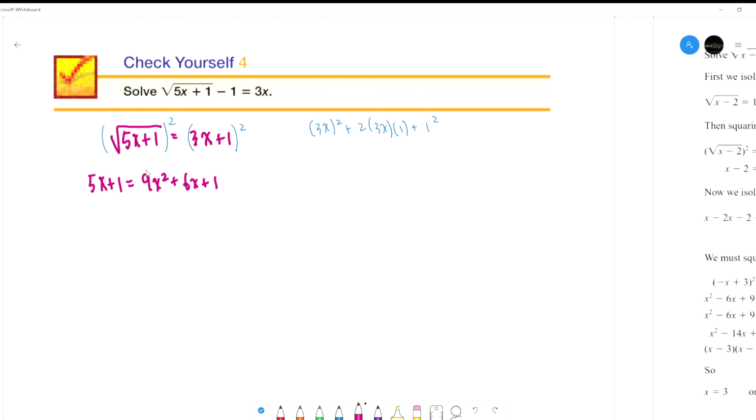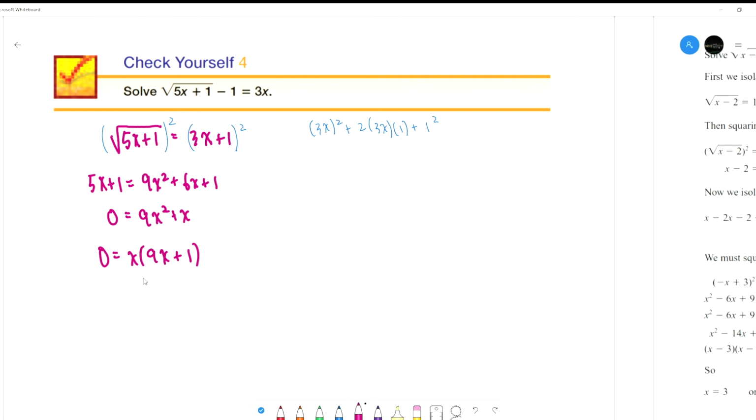All right, so I see 9x squared. This is a quadratic, right? So I'm going to move the 5x plus 1 to the left-hand side. So I got 9x squared, and then 6x minus 5x is plus x, and 1 minus 1 is 0. So it's just 9x squared plus x. And I factor the GCF of an x out, and I get x times 9x plus 1.